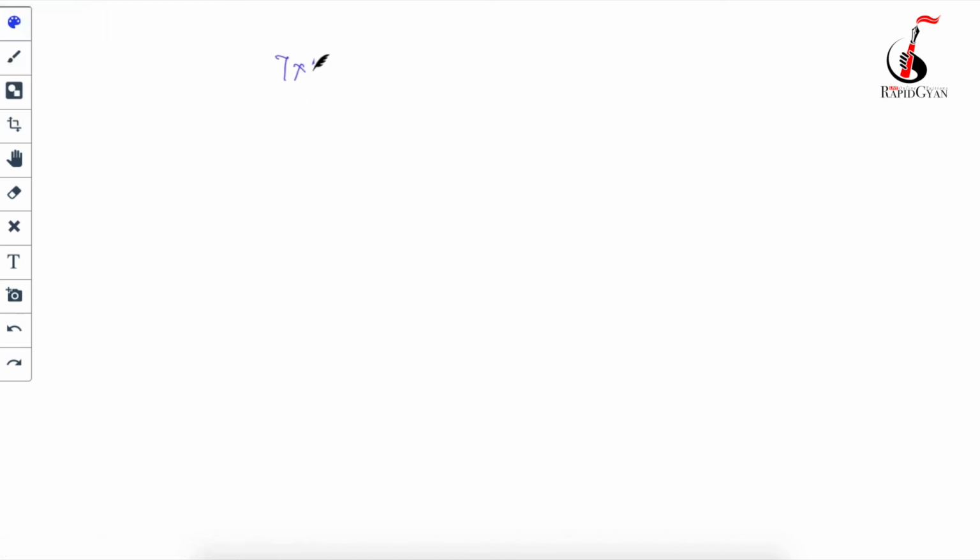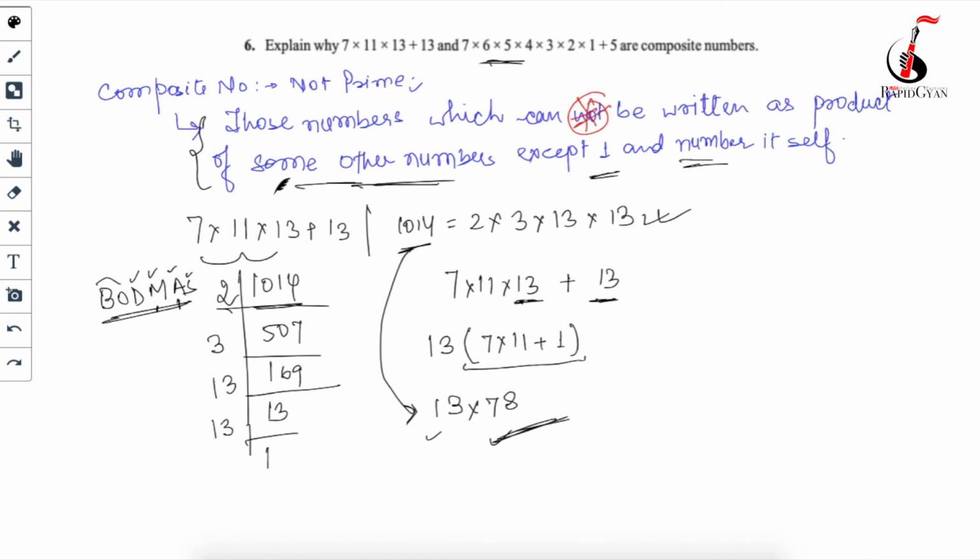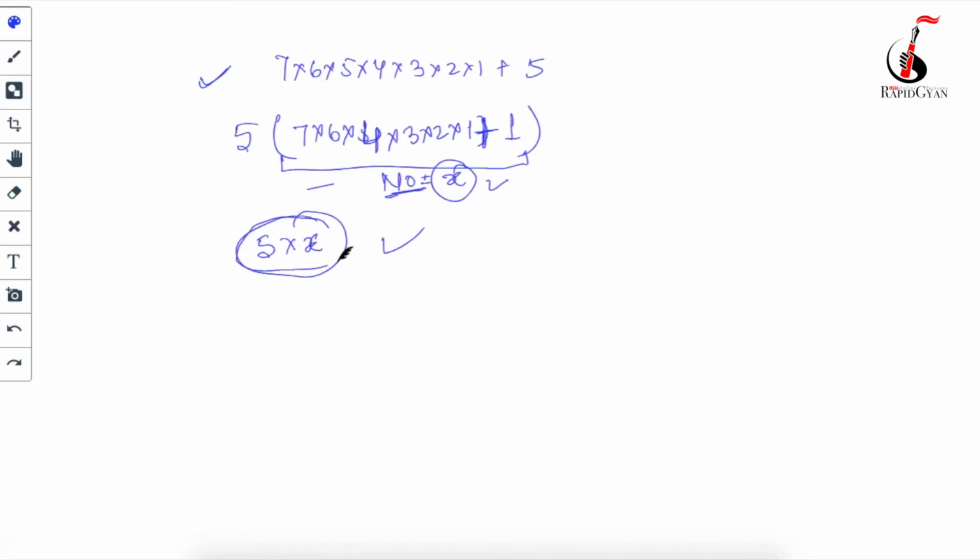So it's 7 times 6 times 5 times 4 times 3 times 2 times 1 plus 5, correct? A simple technique: take 5 common. What will you get? 7 times 6 times 4 times 3 times 2 times 1, plus 1. This will give you some number, which I'll assume to be x. So I can write this as 5 times x, which is satisfying my definition. It can be written as the product of some other numbers, which are 5 and x, except 1 and the number itself. So hence, we can say that this is a composite number.